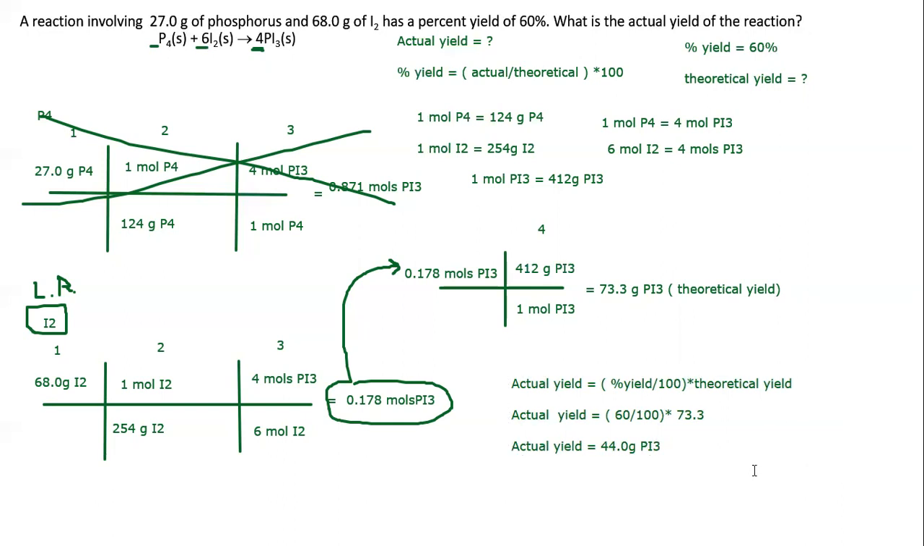So again, this is another twist on how you could be presented with a percent yield problem.